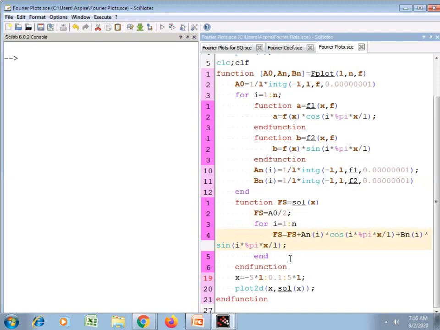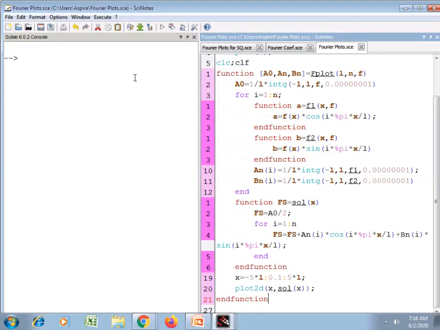The variable x, against which we are plotting the Fourier series, I have taken from minus 5 times L to plus 5L with a step size of 0.1. Then plot, a 2D function plotting the Fourier series against x. Now this program is ready for execution.